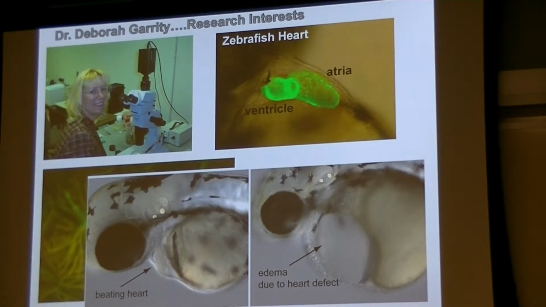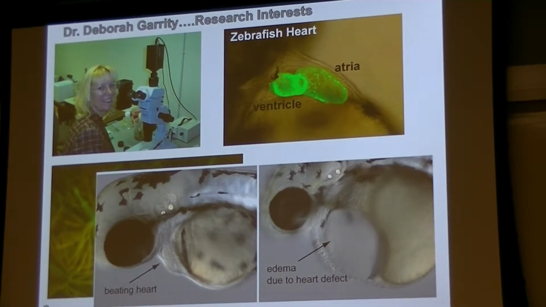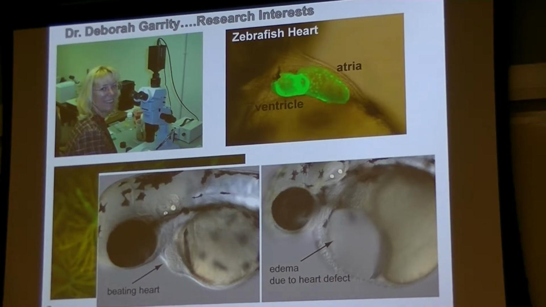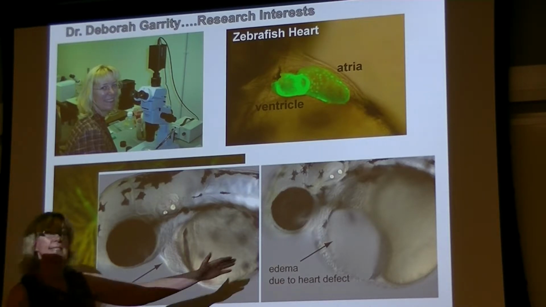So now think about that. You could never do that in a mouse because the mouse is in a placenta and it's inside the mother and you just don't have access. So this is really one of the serendipitous, beautiful features of zebrafish, that you can have this really critical early access to watching the process unfold. And of course, if there's any defects, you can see that as well.